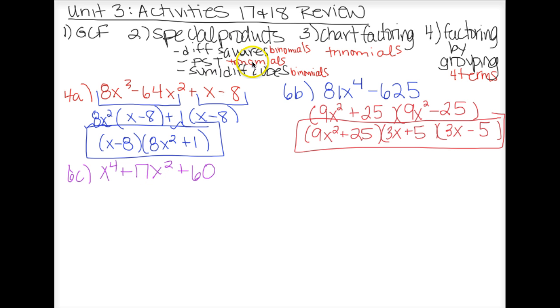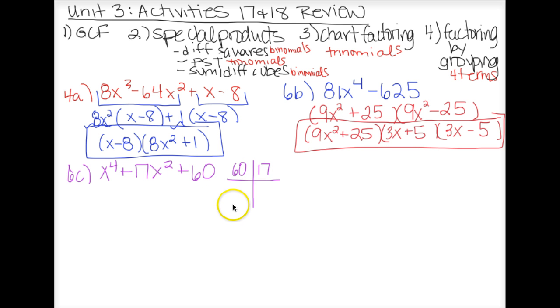It's a trinomial, so that could only be a PST, which I know quickly it's not that because 60 doesn't have a perfect square root. So next I look for chart factoring. I look to see if this is the easy type or the harder type. This is going to be the easy type because my leading coefficient is a 1, nothing in front of this x to the fourth. So I make my chart. I'm looking for what multiplies to 60 and adds to 17.